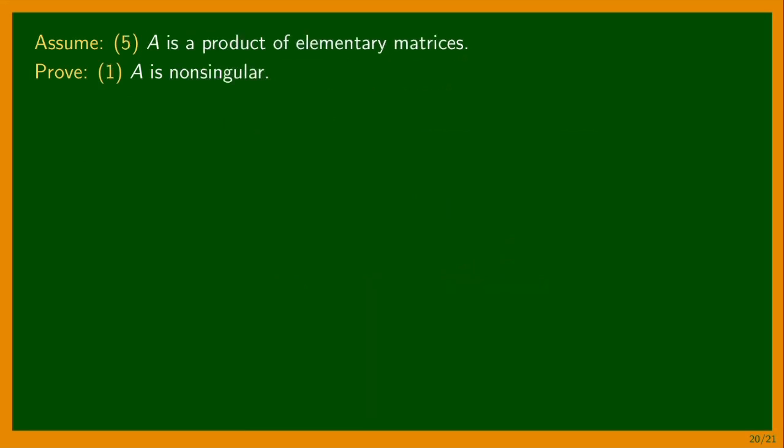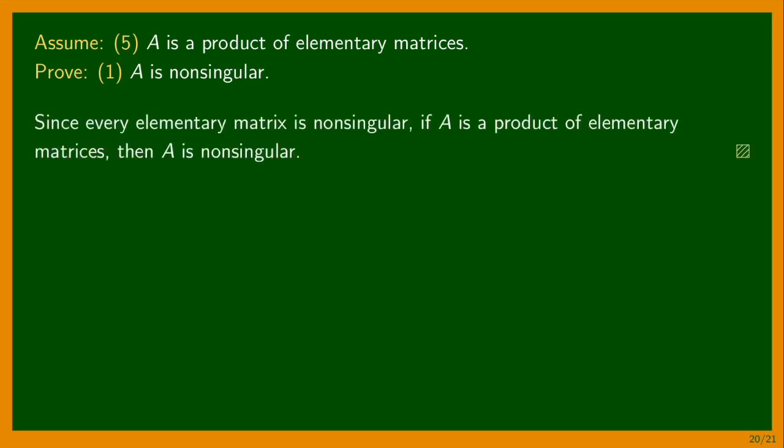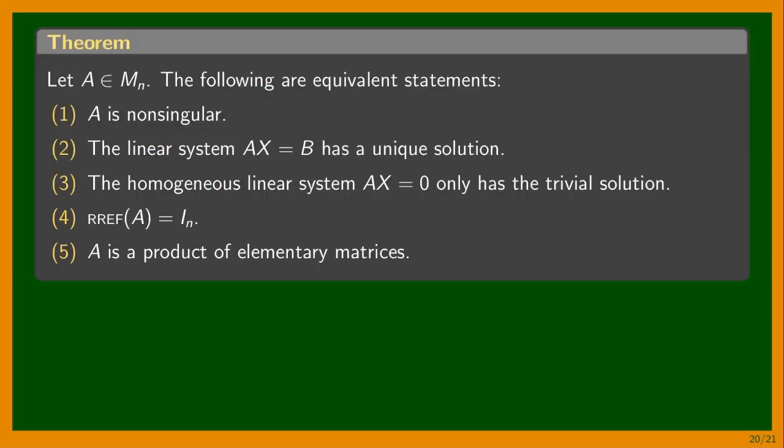Finally, to prove that 5 implies 1, if we assume that A is a product of elementary matrices, then A is non-singular. This is the easiest one. Because if A is a product of elementary matrices, and since elementary matrices are non-singular, then A, being a product of non-singular matrices, is also non-singular. And that completes the proof. So this gives us the following theorem.